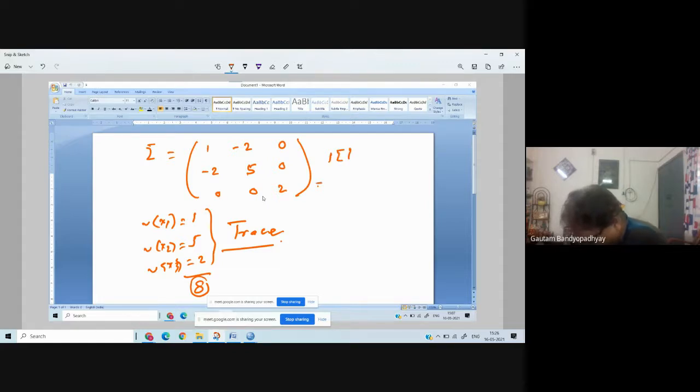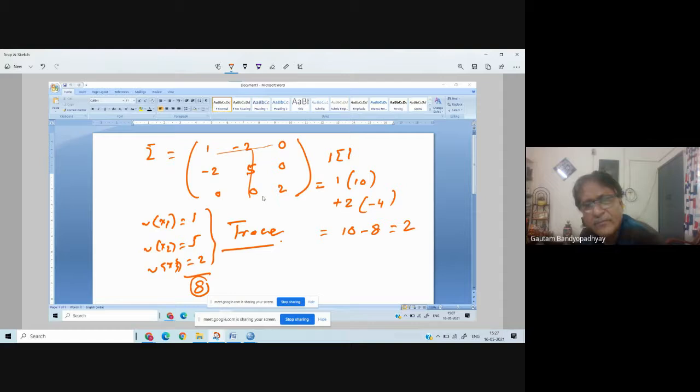Easily we can calculate the value of the determinant. That is 1 into 10, minus, and plus 2 into minus 4, that is minus 4. So that is equal to 10 minus 8, so the value of the determinant is equal to 2. Very good, and it is a 3 by 3 matrix.